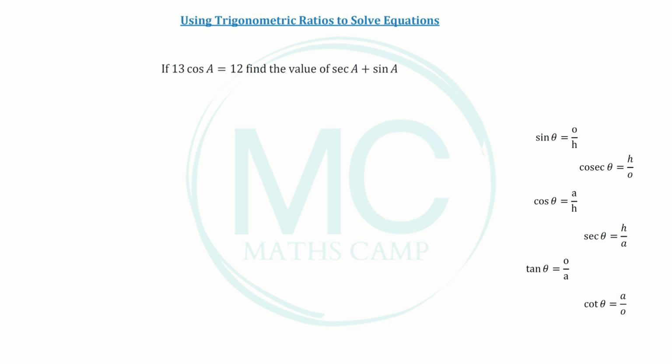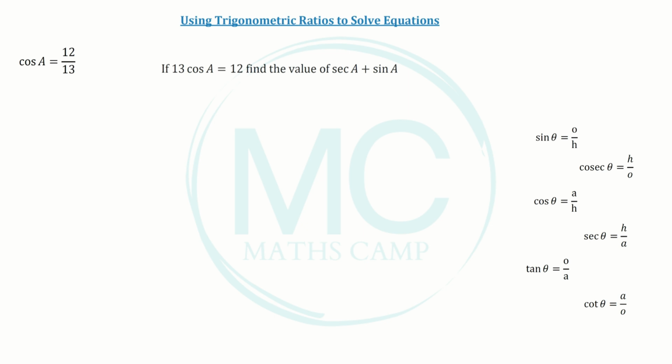If 13 cos A is equal to 12, find the value of sec A plus sin A. Now, in our earlier videos, we said that in order to find the value of a trigonometric ratio, the ratio has to be by itself on one side of the equal sign. So let's start by getting cos A by itself. And to do this, we divide both sides by 13. 13 cos A over 13 leaves us with cos A, which is now equal to 12 over 13.